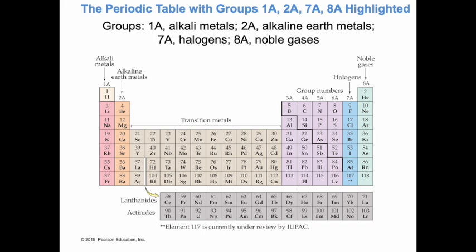Okay, now having said that, elements in those columns happen to have similar properties. For example, Li, Na, K, Rb are all very similar to each other because they're in the same family, the same column. Those families have names. That first column is called the alkali metals: lithium, sodium, potassium, rubidium, cesium, and francium.